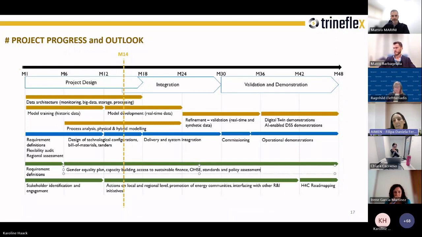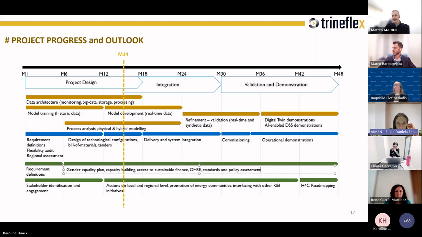These constitute the transition for the second phase, which is the integration phase. In this second phase, the development of several designed digital solutions will be finished, and their validation will mark the transition for the third phase, where all the integrated digital solutions will be commissioned and demonstrated in operational conditions at our 5 demos.